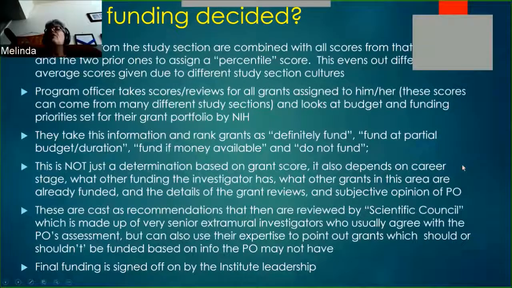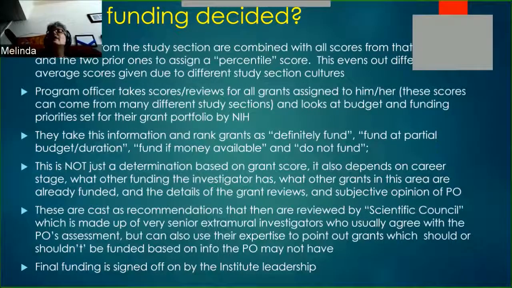Now, this first line program officer work is not the final say on what's funded. It hugely influences it, but it is really cast as a recommendation to something called the Scientific Council. Now, an institute scientific council is basically a group of very senior extramural investigators. They probably were study section members. They have been funded for many, many years. They are the recognized leaders of the field.